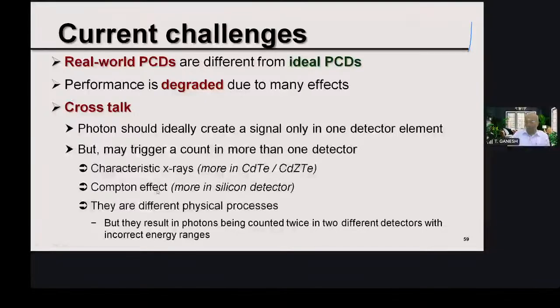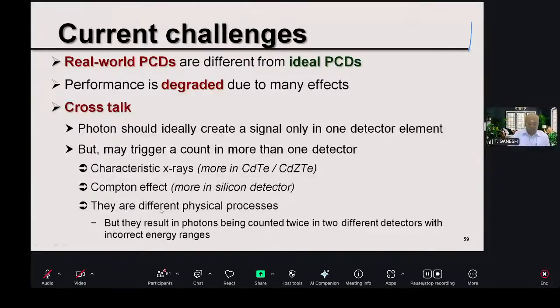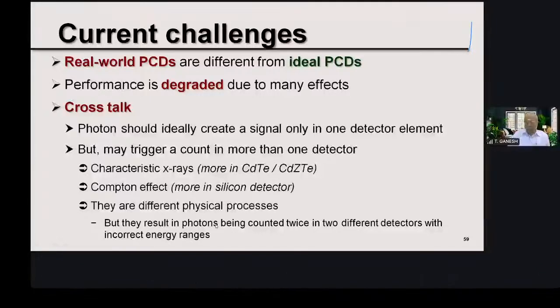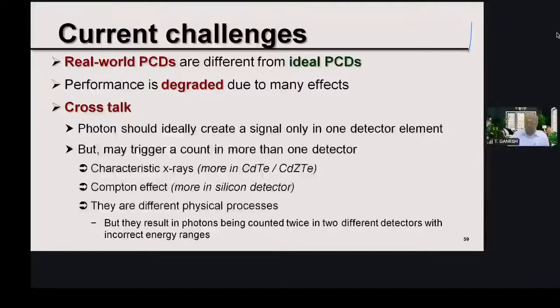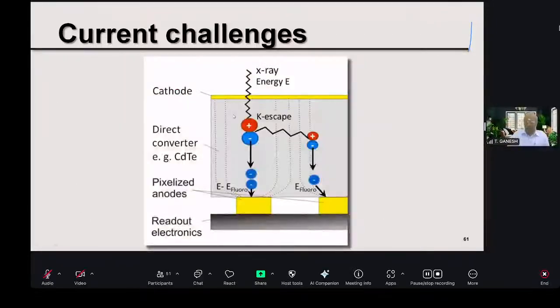Or there is the Compton effect, especially if you are using silicon. Due to Compton scatter, the scattered photon can go to a different spot and produce another count, which is not wanted, or which is noise. They are different physical processes, but they result in photons being counted twice in two different detectors with incorrect energies. So not only is one photon producing a count in two different detectors, but the energy detected both in the original detector and in the distant detector will not be the correct one that we want.